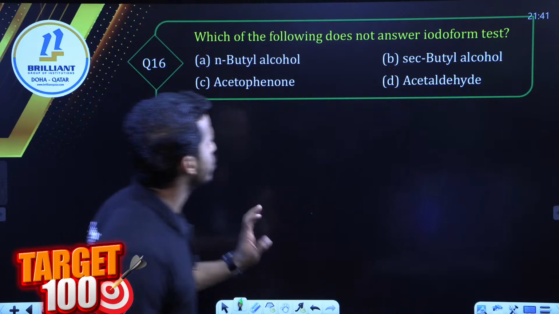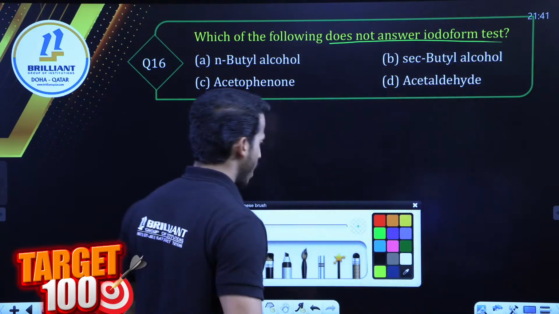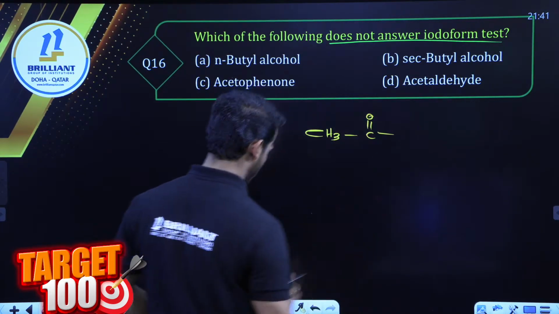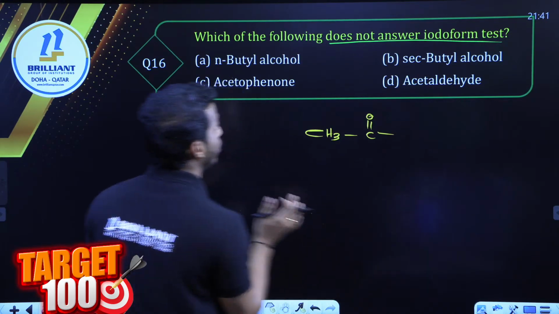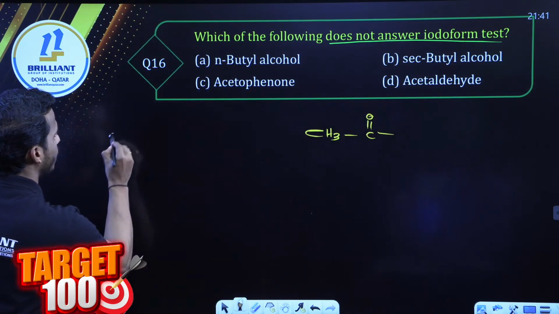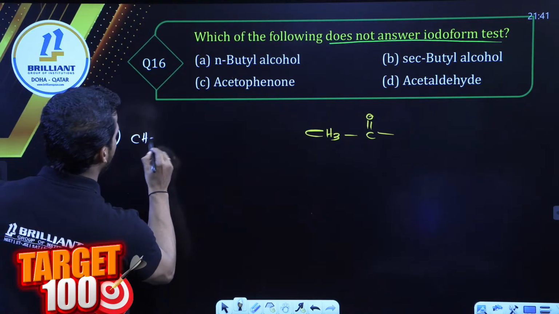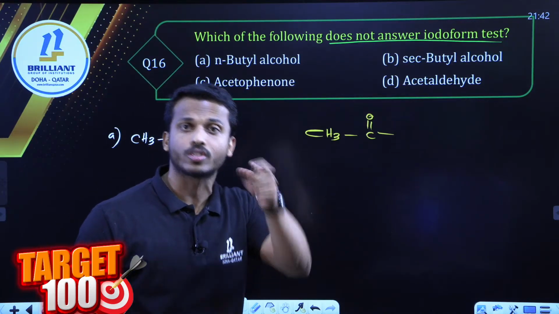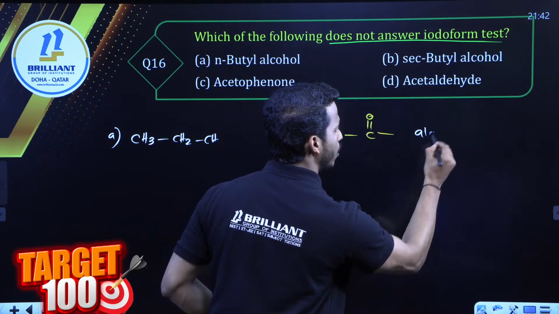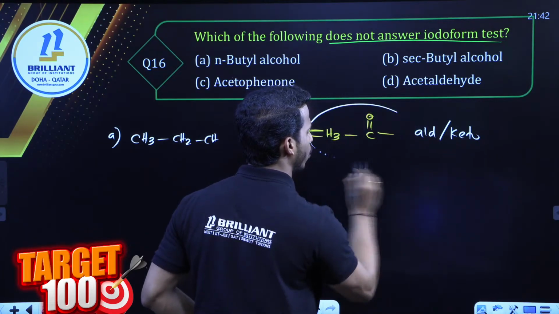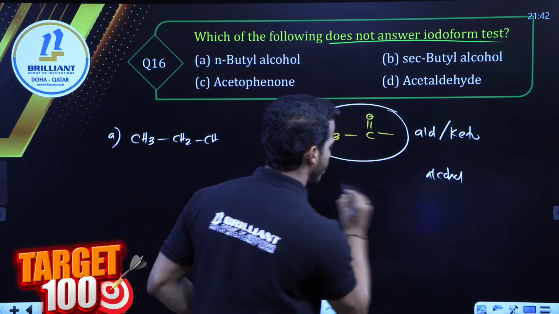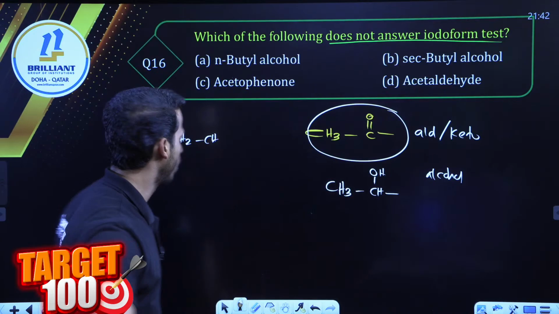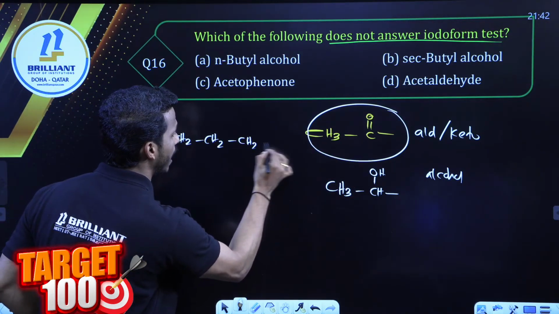Which of the following does not answer the iodoform test? You know, the iodoform test is given by compounds which contain the CH3CO group. So the question: which of the following does not answer the iodoform test? I'm writing the compounds very fast. N-butyl alcohol. Dear all, the iodoform test is given by aldehydes, ketones and alcohols. If it is an aldehyde or ketone, it must contain this particular group. If it is an alcohol, it should contain the CH3CHOH group. Okay, so this is the first compound, n-butyl alcohol.